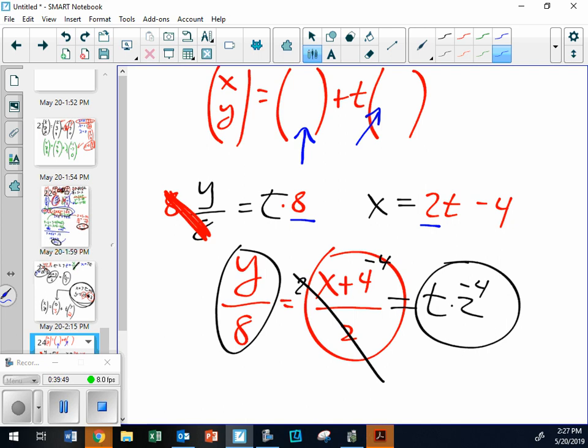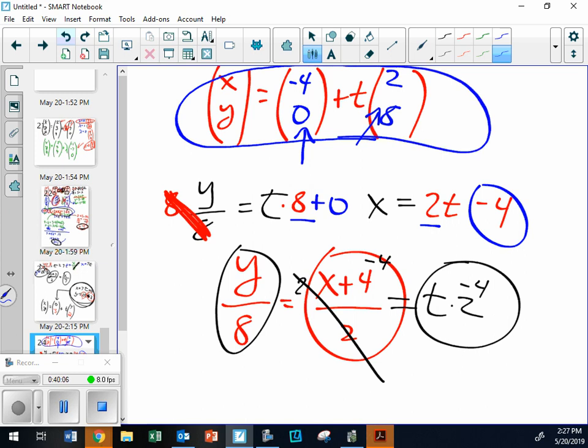And so the x goes with the 2. Nope, wrong spot. 2. And the y goes with an 8 here. And then the starting point on the x would be -4. And the starting point on the y would be, well, I guess you could say +0. There it is. Vector form.